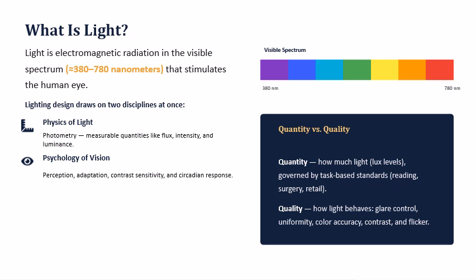Then, the quantity versus the quality of light. Quantity is how much light, that is lux levels, governed by task-based standards, that is reading, surgery or retail. Based upon quality, it is how the light behaves, that is glare control, uniformity, color accuracy, contrast and flicker.